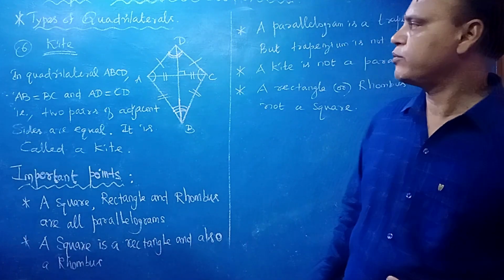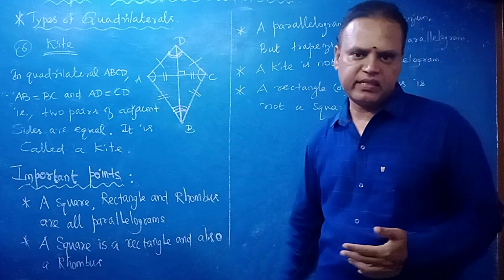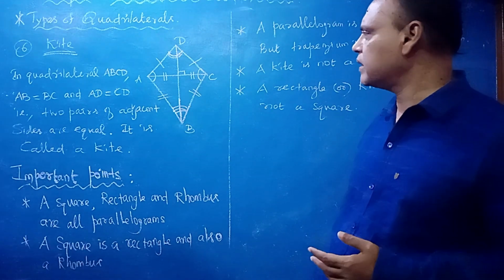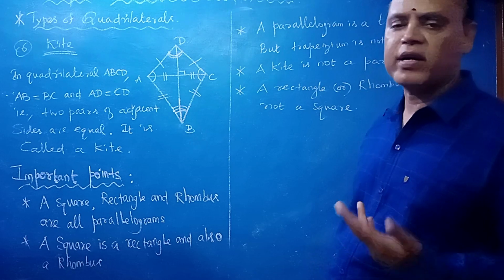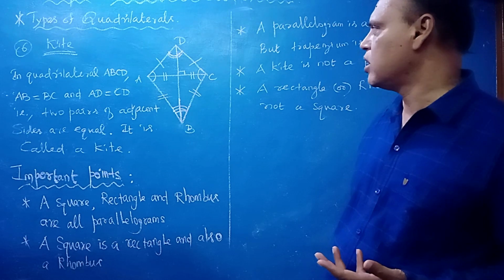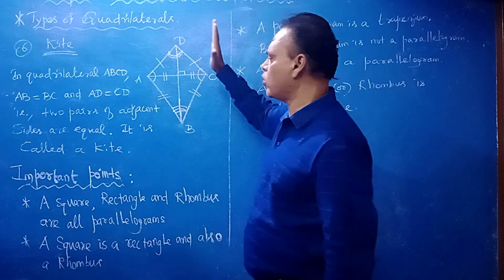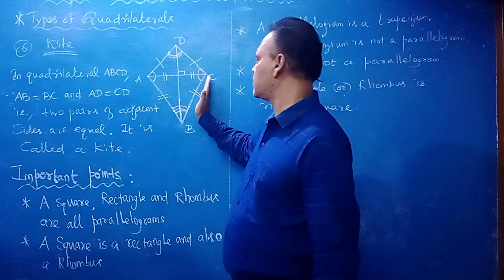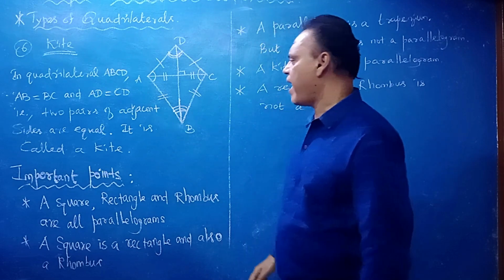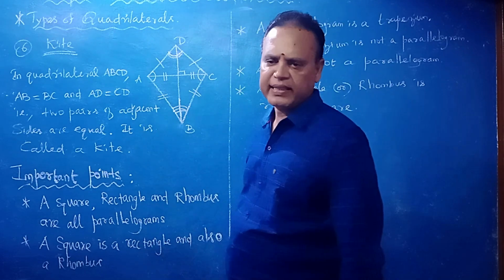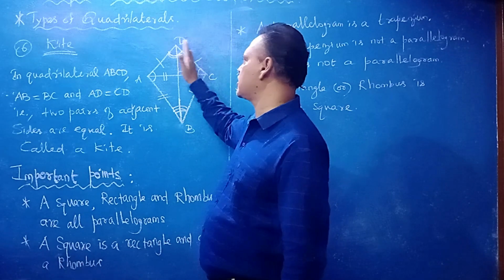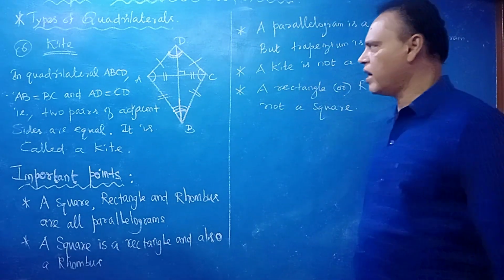So one more type of quadrilateral, that is the kite. A kite is also a quadrilateral. A quadrilateral becomes a kite when two pairs of adjacent sides are equal. Two pairs of adjacent sides are equal, then it is called a kite.